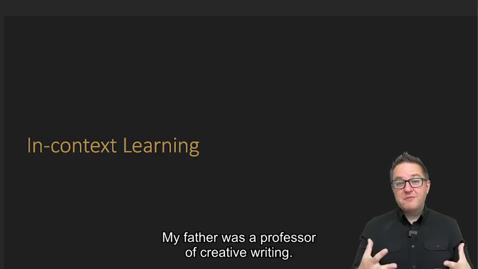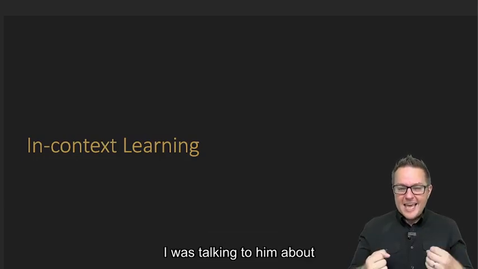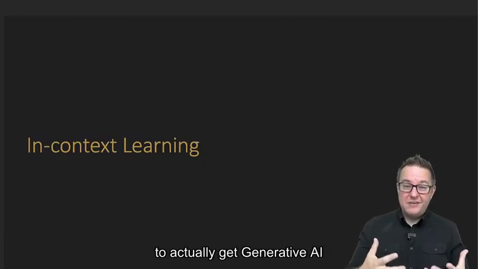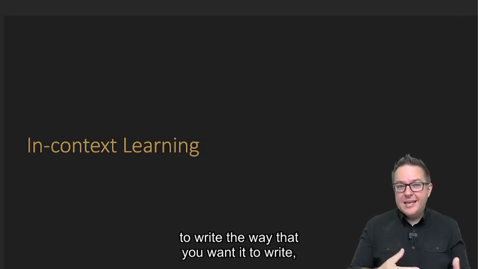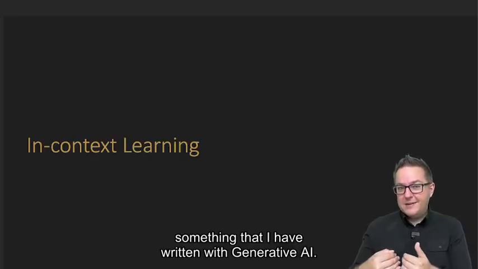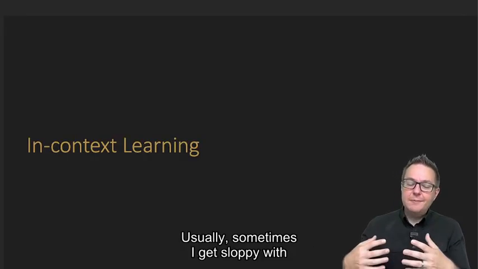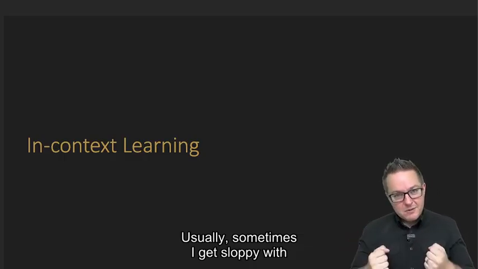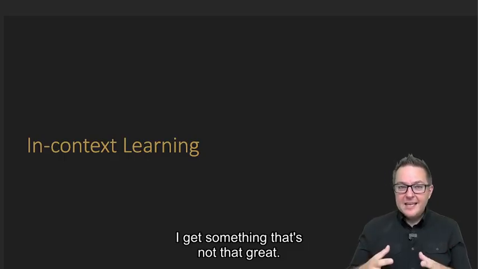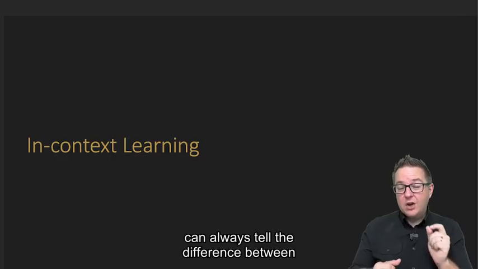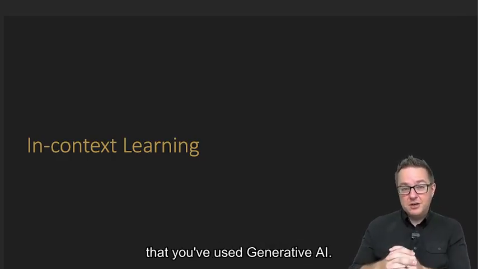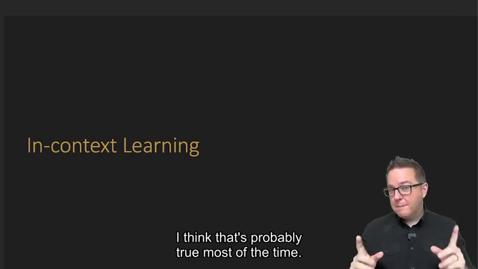My father was a professor of creative writing. And I was talking to him about how difficult it is to actually get generative AI to write the way that you want it to write, because he's always complaining if he sees something that I have written with generative AI, and sometimes I get sloppy with my prompt engineering and maybe I get something that's not that great. And he told me, I can always tell the difference between your writing and something that you've used generative AI for. And I think that's probably true most of the time.